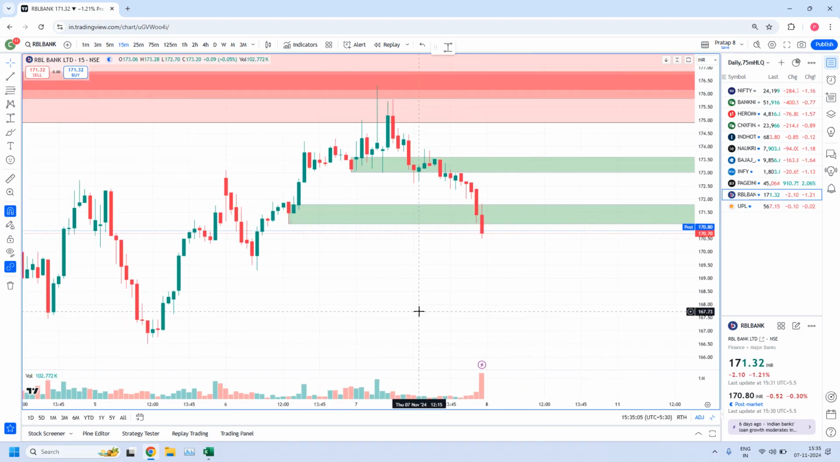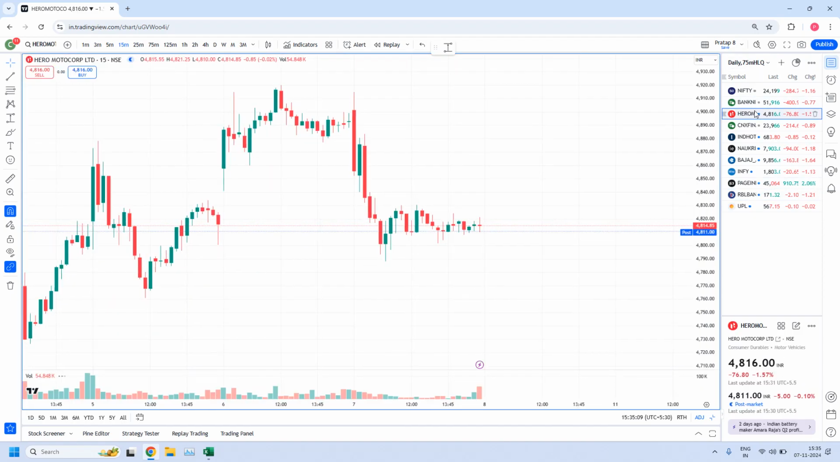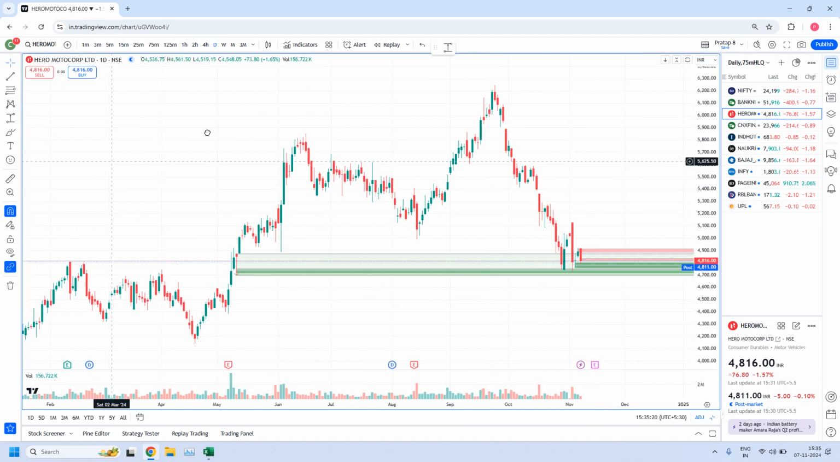Okay, the next one is Hero Motor Corporation. And this is a daily high liquidity demand zone. Let me go to the daily time frame. This is the one.